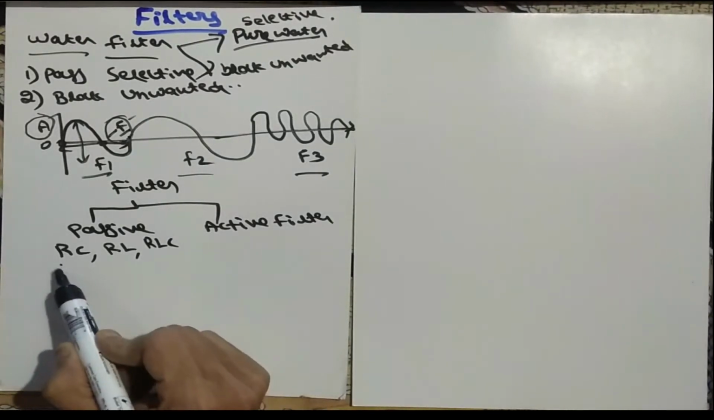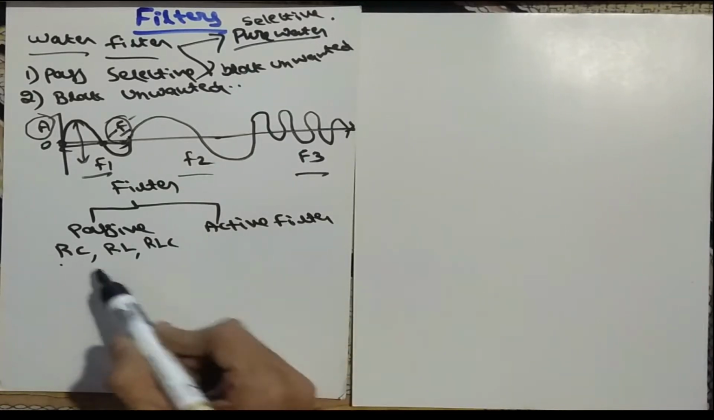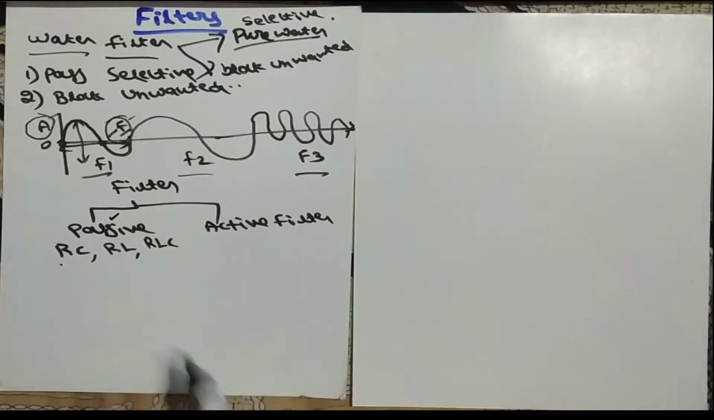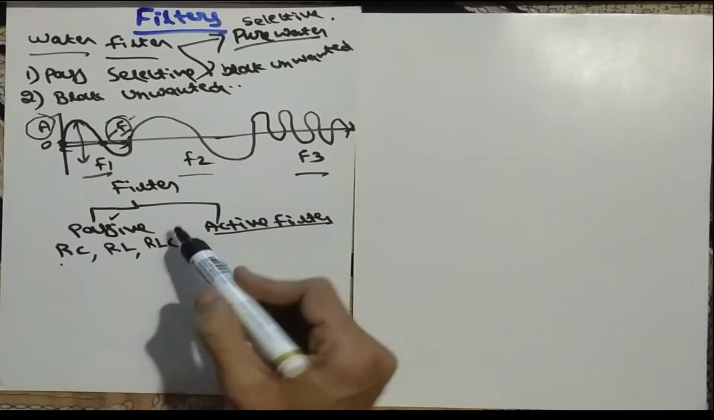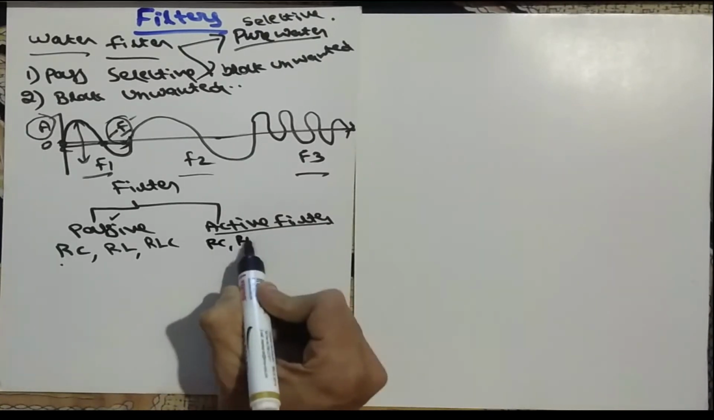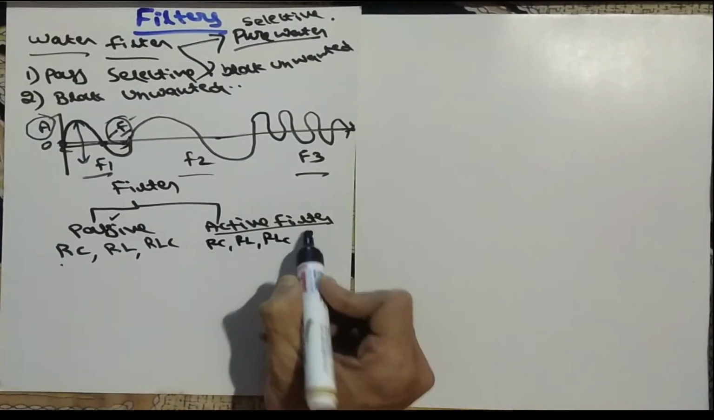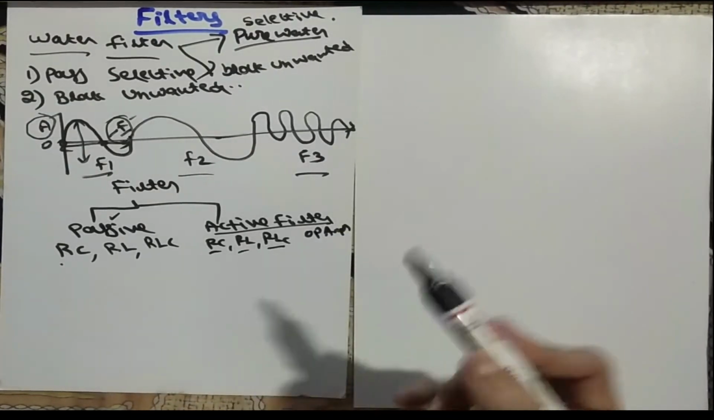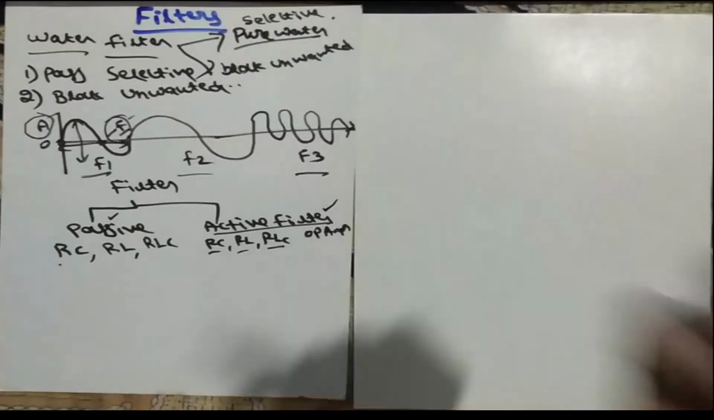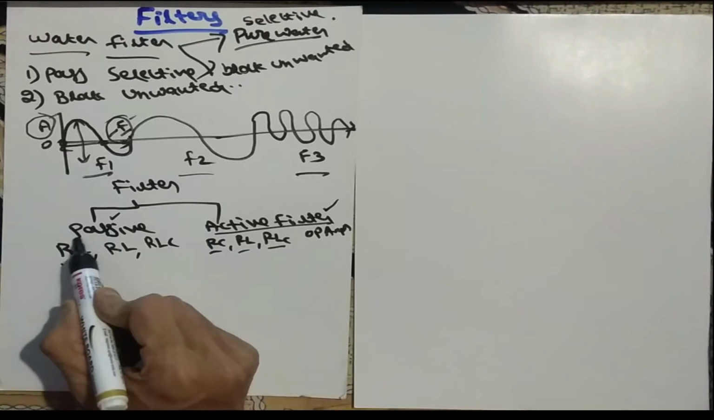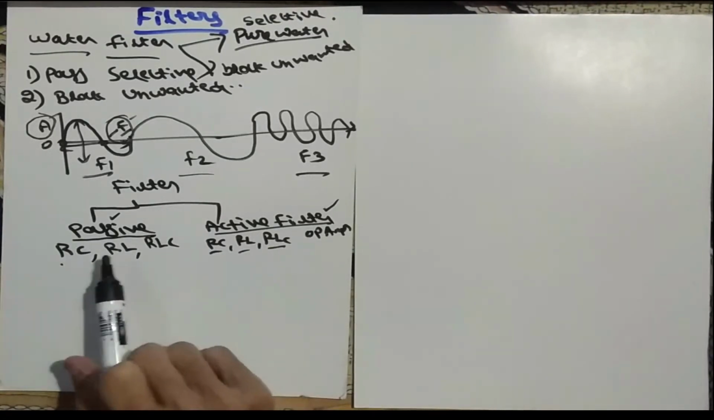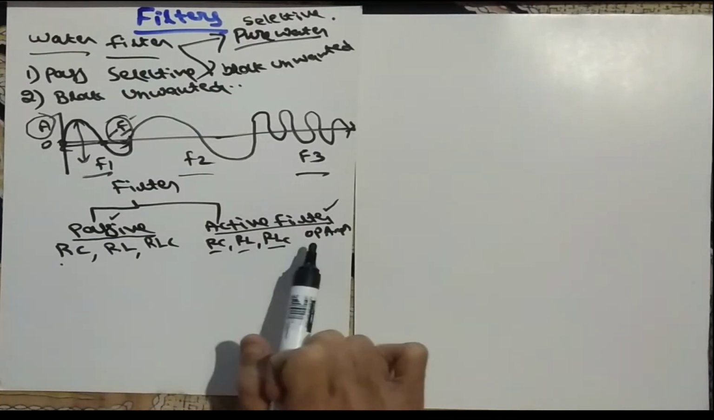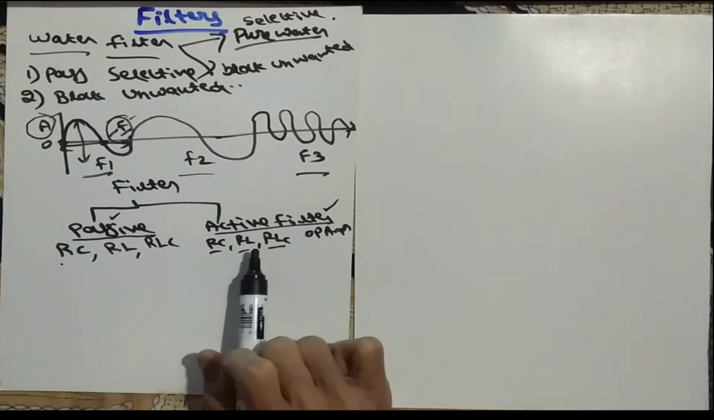If you use only a resistor and capacitor, or resistor and inductor, or resistor, inductor and capacitor, then this type of operation is known as a passive filter. An active filter means with these three, that means RC, RL and RLC, we use an op-amp. That means op-amp plus RC, op-amp plus RL, or op-amp plus RLC. This type of circuit is usually known as an active filter. Simply, any filter circuit without an op-amp or amplifier we call a passive filter. Whichever circuit includes an op-amp or amplifier is known as an active filter.